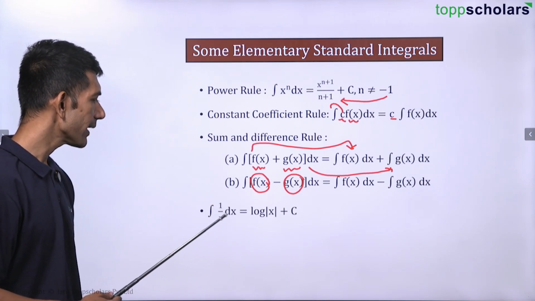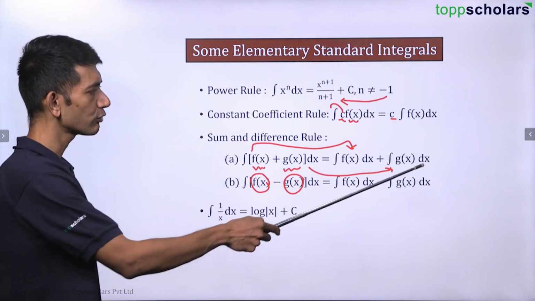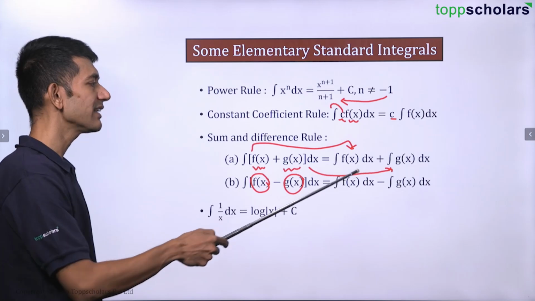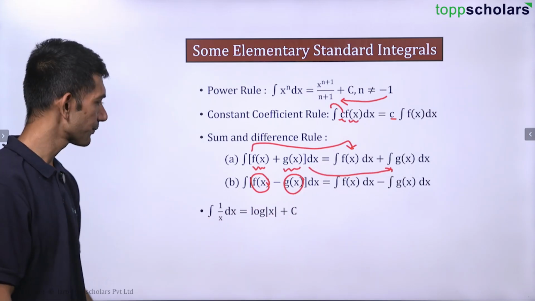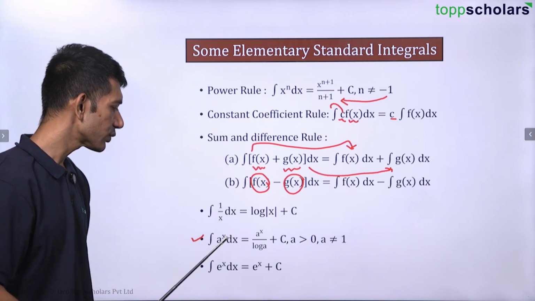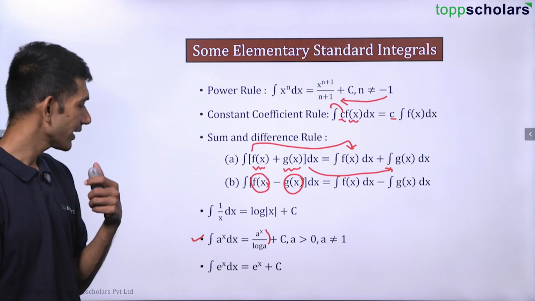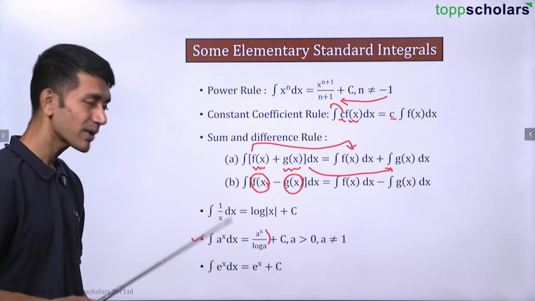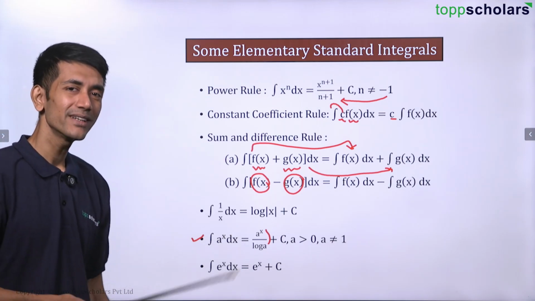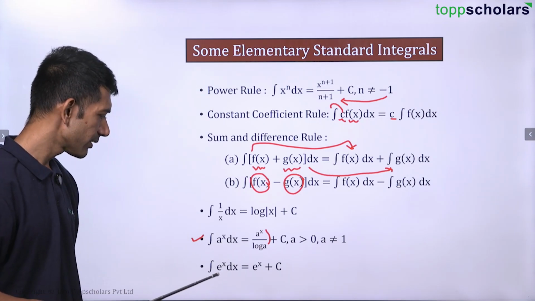And then integration of 1 by x dx will be equal to log of mod of x plus c. Here also, obviously, once you get the final answer, you'll add plus c there. Now a raised to x. Integration of a raised to x dx is a raised to x by log a, right? If you recollect the differentiation, it was a raised to x into log a. Because integration is reverse, that multiplication becomes division, a raised to x by log a.